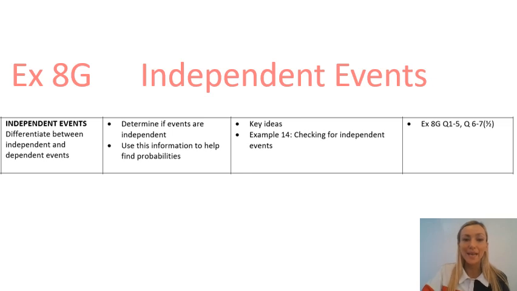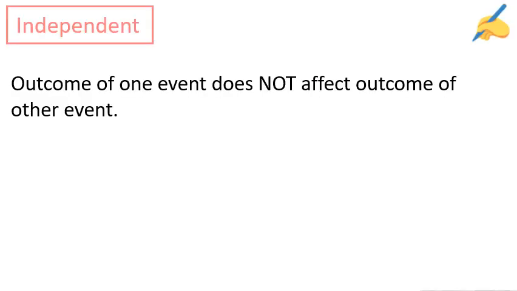Hi class, today's lesson is exercise 8G, independent events. If events are independent, it means that the outcome of one event does not affect the outcome of the other event. For example, if I toss two dice, it doesn't matter what I get on the first die. It's not going to affect the number that's going to come up on the second die.